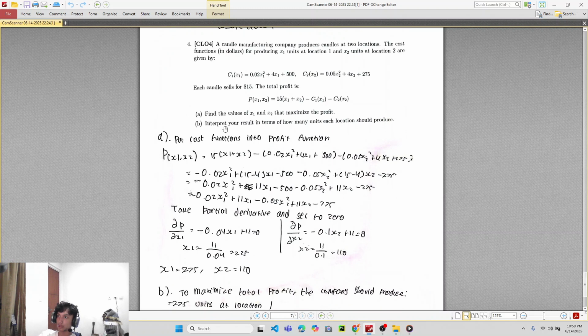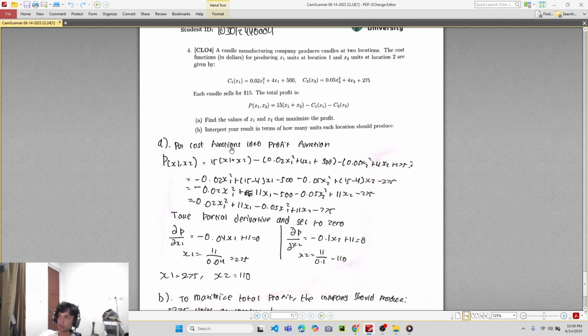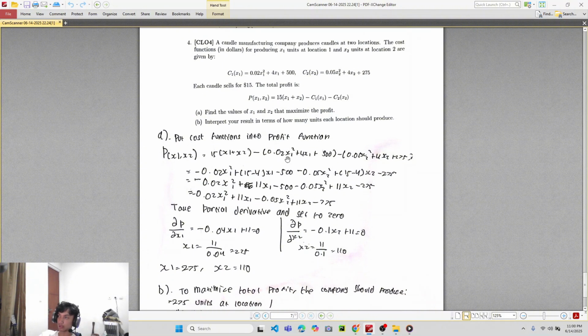For the fourth question, we need to find the values of x1, x2 that maximize the profit. For A, we need to put the cost functions into the profit function. P(x1, x2) is 15 x1 plus x2 minus (0.02 x1 squared plus 4 x1 plus 500) and then minus (0.05 x2 squared plus 4 x2 plus 275).